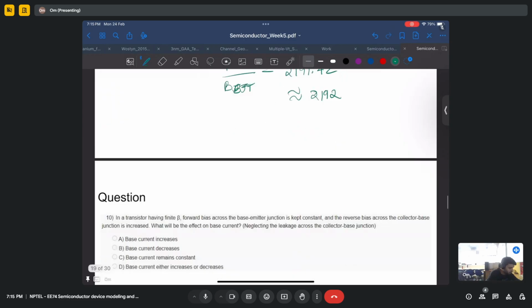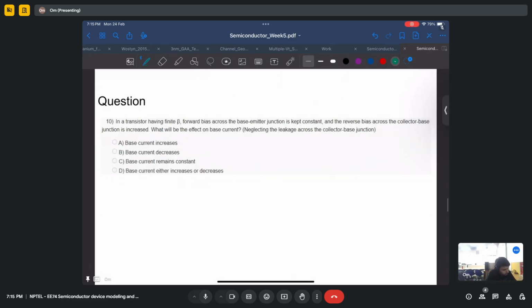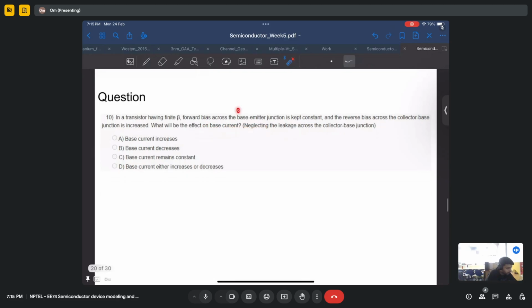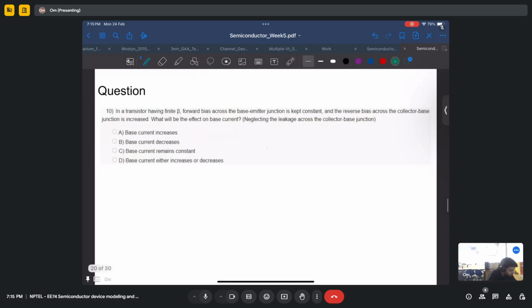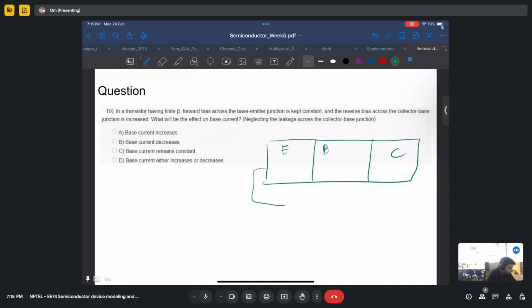So the last question for today. In a transistor having finite beta, the forward bias across the base-emitter junction is kept constant and the reverse bias across the collector-base junction is increased. What will be the effect on the base current? So this is typically what is the Early effect. We discussed this. Emitter, base and collector. So this is forward bias. And this is reverse bias.